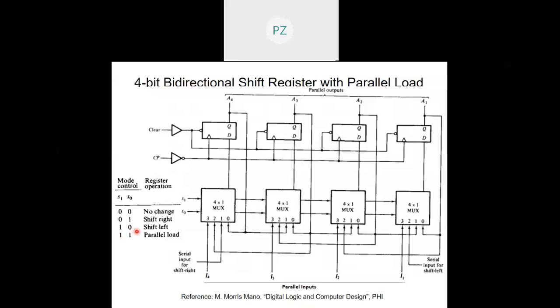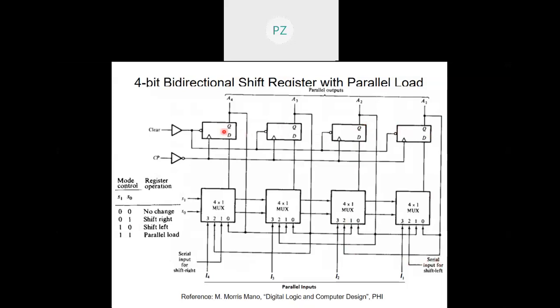Right now, 1, 0 is shift left. Let us see how. 1, 0 means the second terminal of all these 4:1 multiplexers is being directed to the output. Now, what is this 2? The second terminal of this 4:1 multiplexer is receiving A3. So, A3 is coming in the next clock pulse as A4. Similarly, A2 is coming as A3 and A1 is coming as A2. So basically, shift left has taken place.